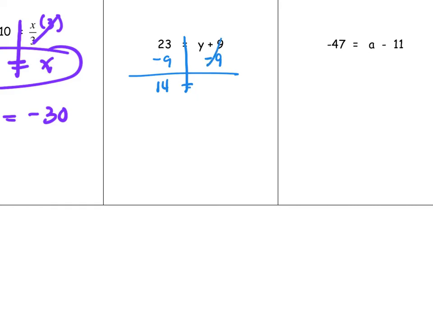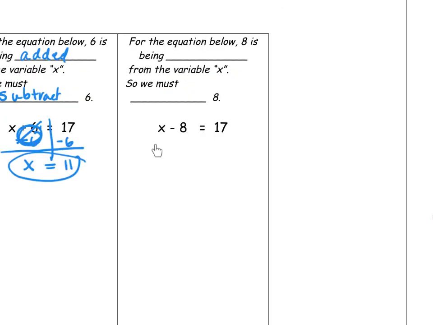And my variable is left on the right side. So 14 equals y, or y equals 14. So now let's go to our final column on the front. So here's the equation they're giving us. For the equation below, 8 is being subtracted from the variable x. So 8 is being subtracted from the variable, so we must add 8.